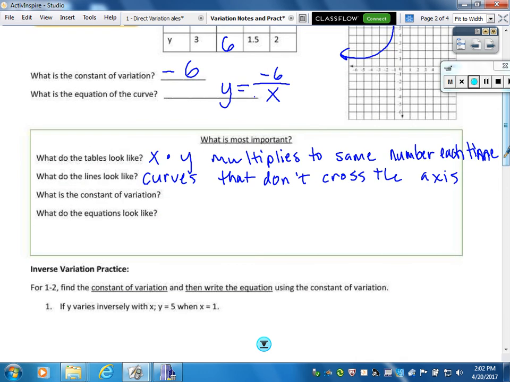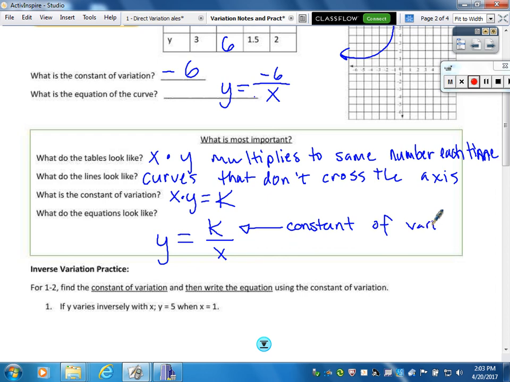What's the constant of variation? All you have to do is take your x and multiply it by your y, and that will give you your constant. Remember, k stands for constant of variation. And what do the equations look like? This is where we're heading. So you've got to know a specific form here. So it's y is equal to k divided by x. So again, remember that k is your constant of variation.